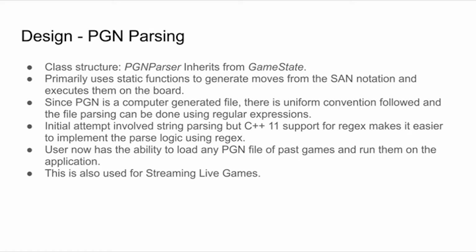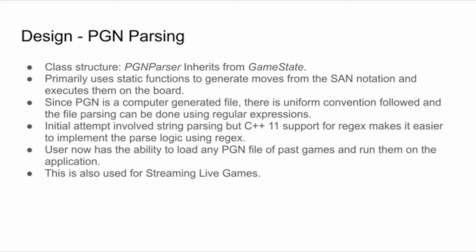The class structure of our PGN parsing class is something that inherits directly from the game state class. It primarily uses static functions to generate moves from the standard notation and executes them on the board. The reason we went with static functions is because we wanted to be able to use this outside of our normal games, as we would also want to have support to stream live games from Lichess.